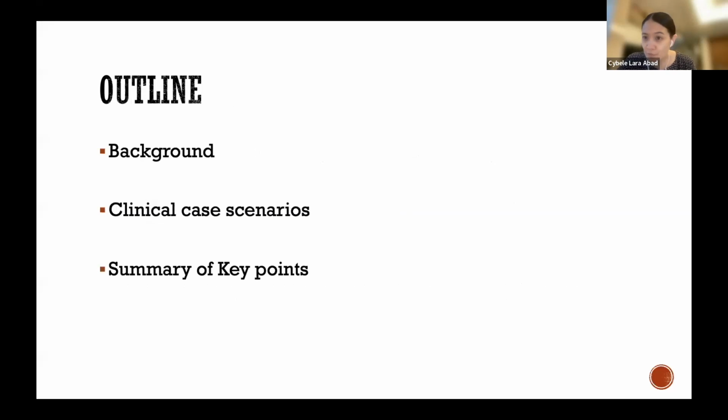I hope to achieve these objectives by going through just a brief background and really going through clinical case scenarios of my patients over time, so that we can learn from these patients and maybe talk about how to approach these patients from a clinical standpoint, thinking about your own patients when we go through my patients. And then I'll leave you with some summary of key points, and then we'll open the floor to questions.